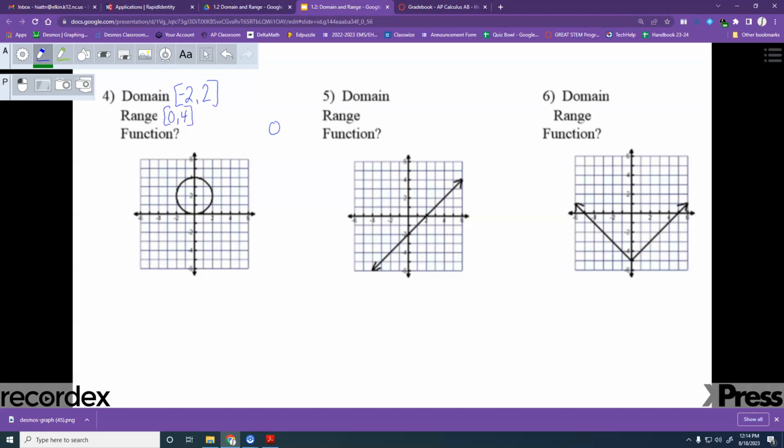Okay. Is this a function? No. How do we know it's not a function? If we got that vertical line there, is it going to touch more than once? Lots of places it touches more than once. It only takes one, but in this case, it's lots of places that it touches more than once. Okay? All right. Questions?